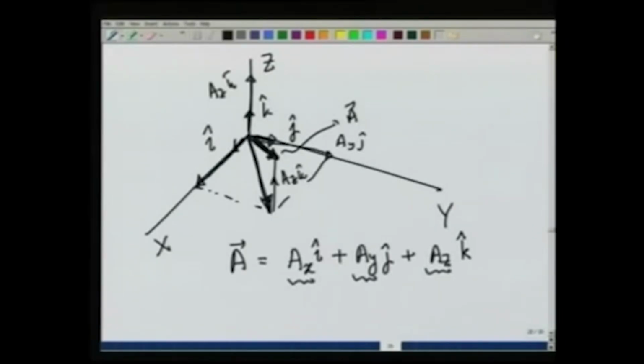So, now the meaning is quite clear. When I write A equals a x i plus a y j plus a z k, I am writing a vector a x times i pointing in x direction, a vector a y times j of magnitude a y pointing in y direction, and a vector of magnitude a z pointing in k direction, and adding them all up, and that is the vector A. A x is called the x component of A, and a y the y component, a z the z component.